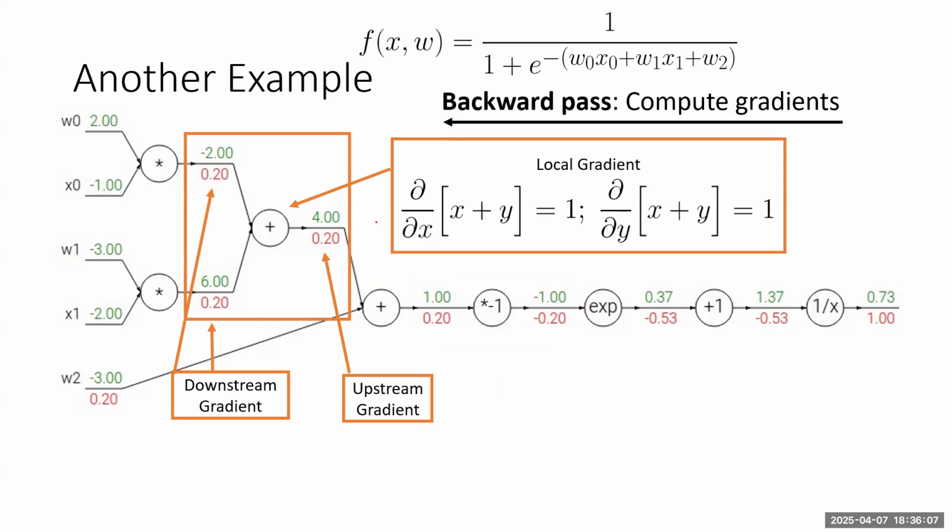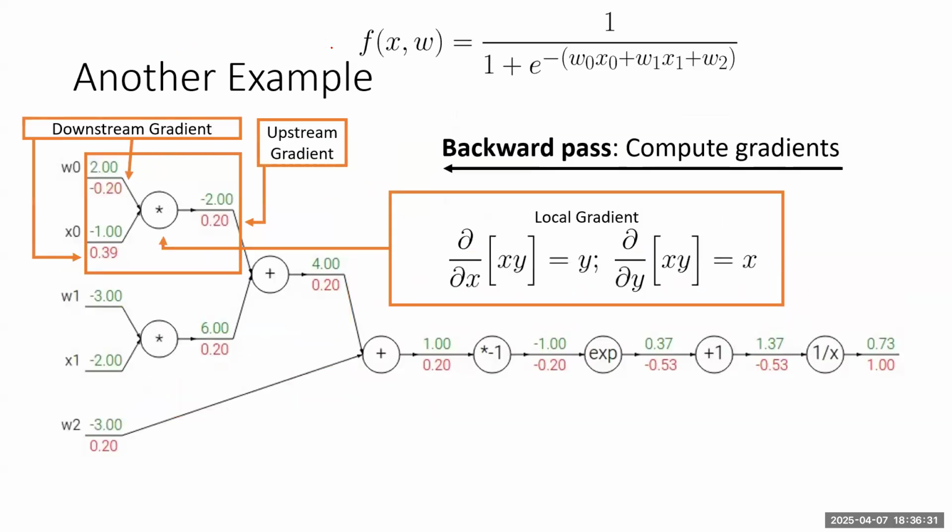Here I have a multiplication point, xy. The derivative in this case with respect to x, the derivative with respect to y will equal x. So the derivative here will be minus 1 times 0.2. The derivative here will be 2 times 0.2. So it should be 0.4.